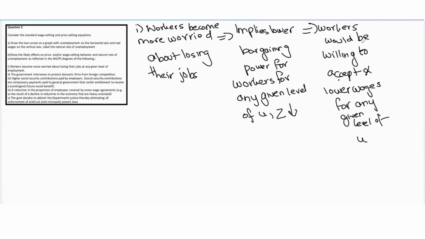Which basically means diagrammatically that the WS curve shifts down, because we know what the WS curve shows, the wage the workers demand. So if their bargaining power falls for any given level of U, they'd be willing to accept lower wages for any given level of U, and that would be represented by a downward shift in the WS curve, which we know represents the wage the workers demand.